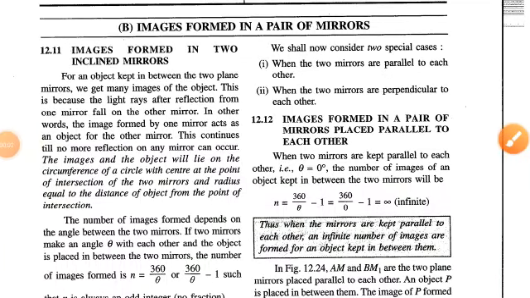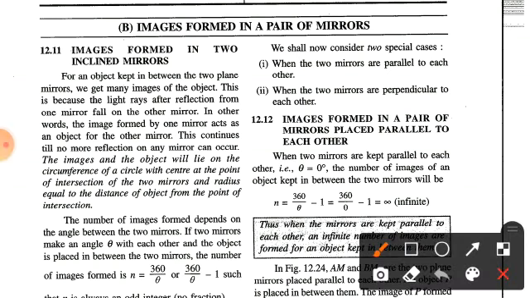Hello students, I welcome you to today's session of physics, and in physics I am going to present the image formed in a pair of mirrors. This is the topic of your chapter, reflection of light through plane mirrors.